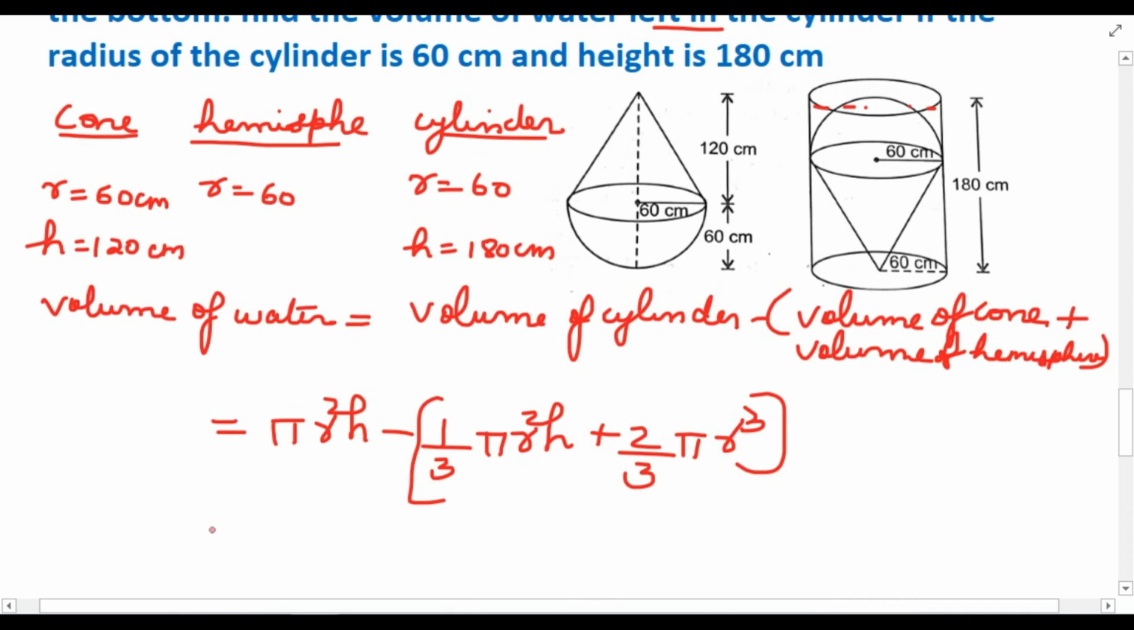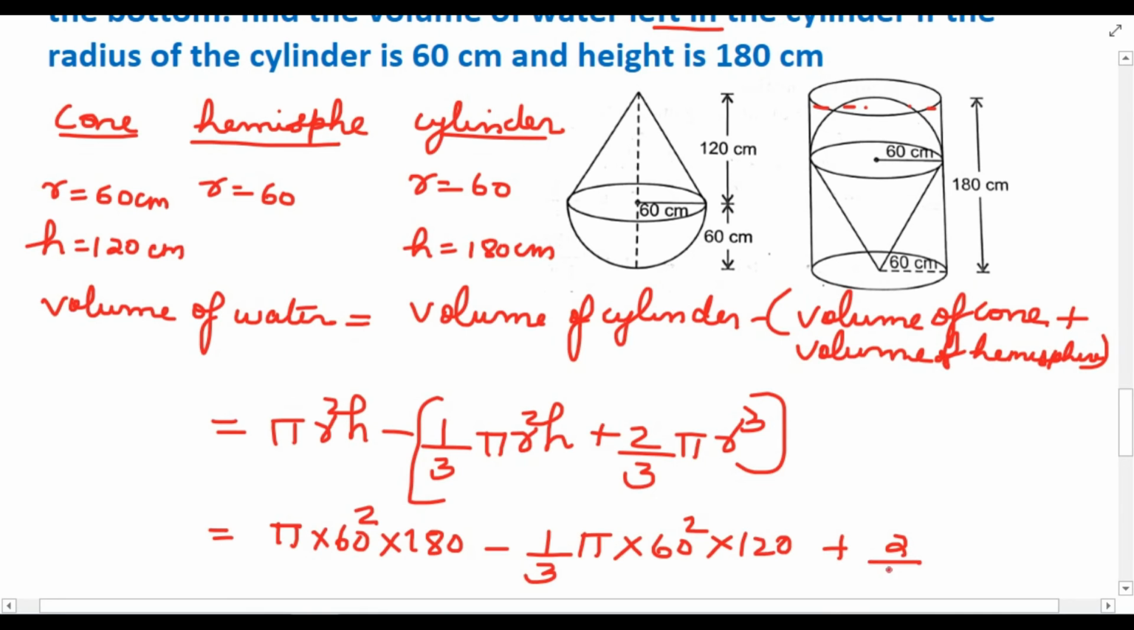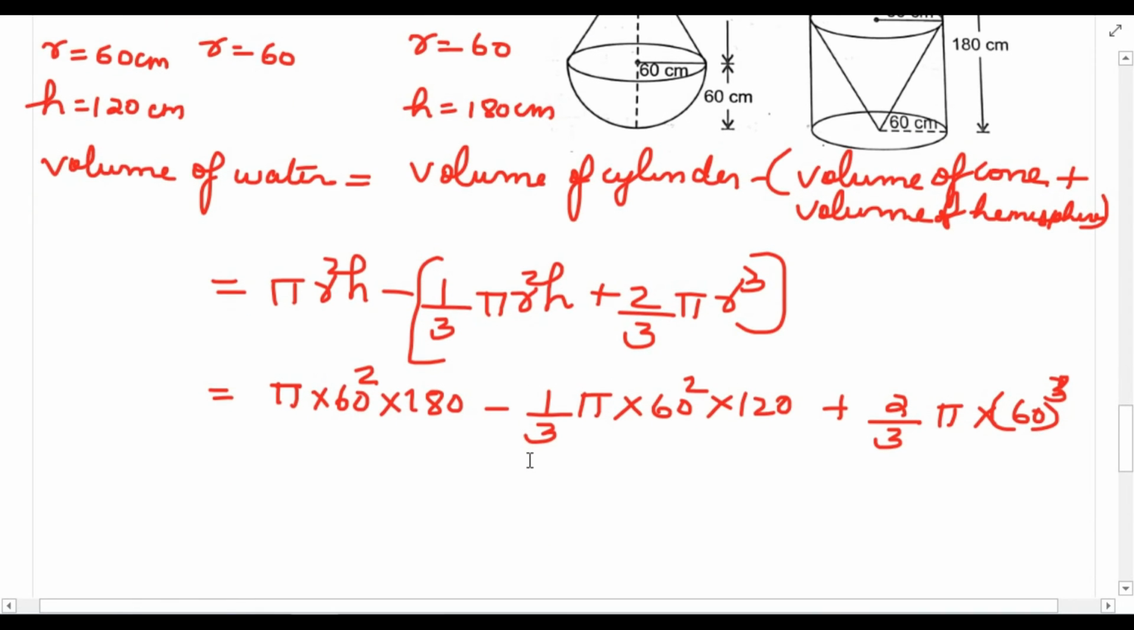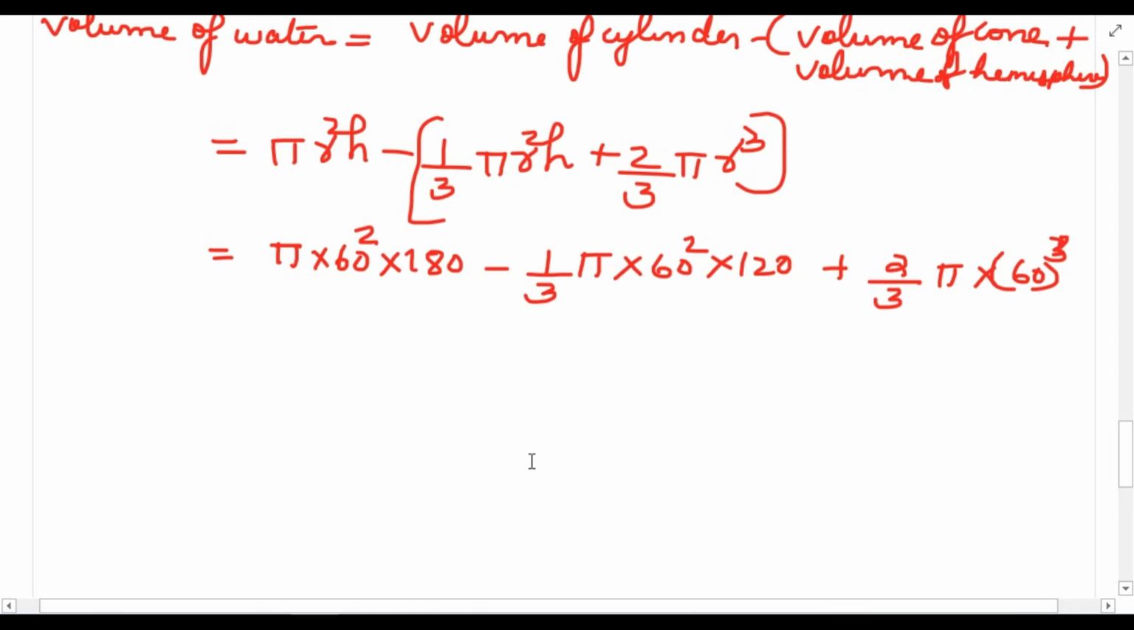So pi r square h is equal to 22 by 7, you can write as pi because full pi is there. R square, here it is 60 square, h is 180, minus 1 by 3 pi into 60 square, h is 120, plus 2 by 3 pi into 60 the whole cube. So when you simplify this, we subtract the volume of the cone and hemisphere, so we have to put a bracket.